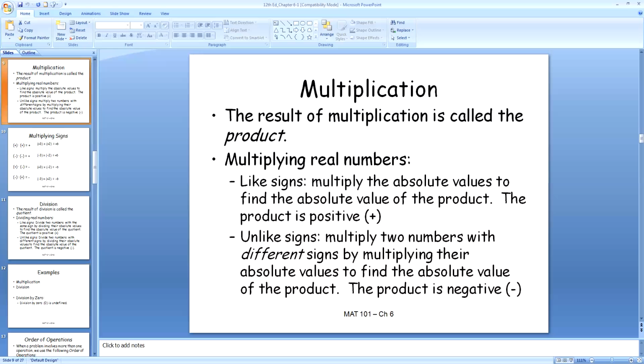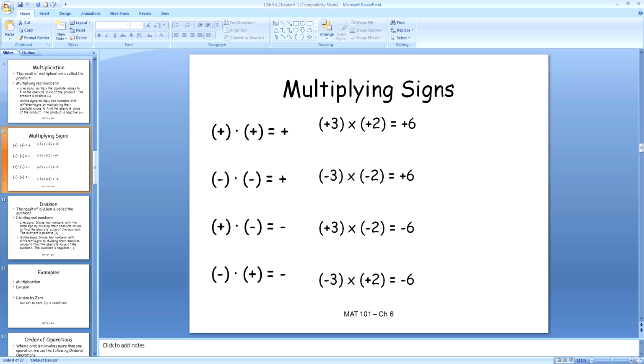With multiplication, the result of multiplication is called the product. To multiply real numbers, if they have like signs, you multiply the absolute values to find the absolute value of the product. The product is positive. So if it's positive times a positive, the result is positive. If it's negative times a negative, the result is positive. But if the signs are unlike, that is, one's positive and one's negative, you multiply them together, and the product is always going to be negative.